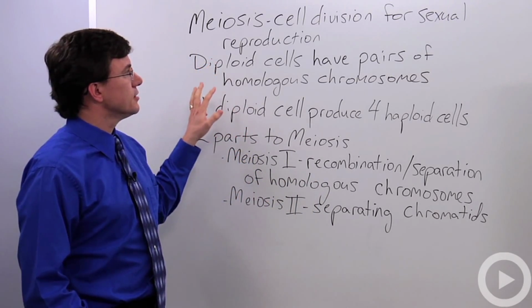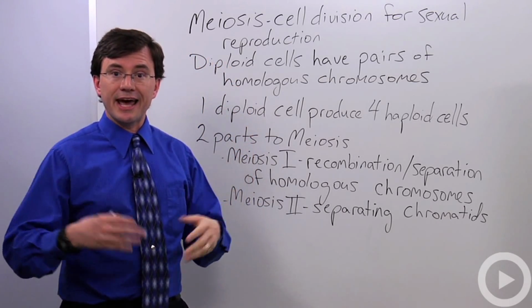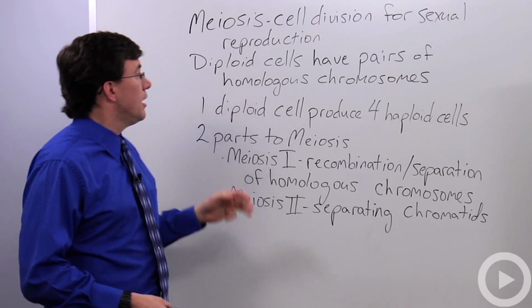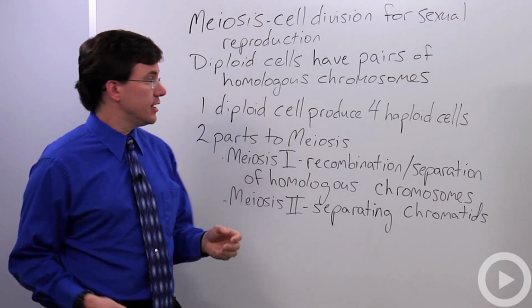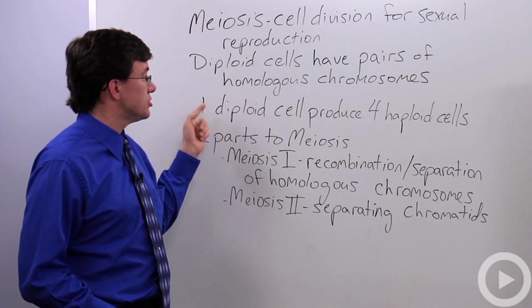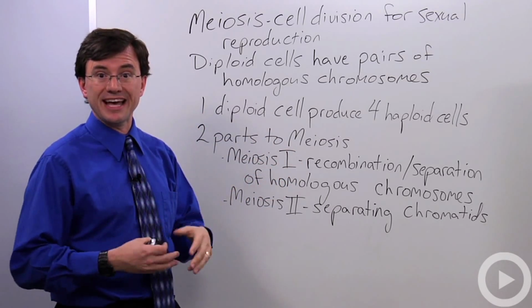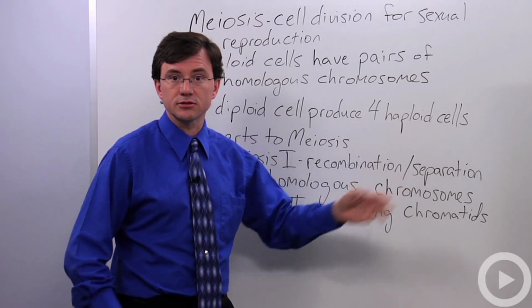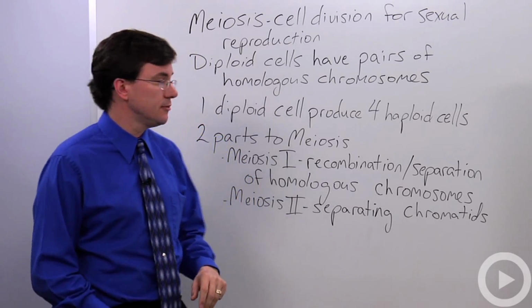The whole idea here is that you are going from a diploid cell, cells that have pairs of homologous chromosomes, one from mommy, one from daddy, and you have to create haploid cells, the gametes, like sperm or eggs. So in the process of meiosis, you go from having one diploid cell, in a human cell that would be a cell that has 46 chromosomes, to having 4 haploid cells, the sperm or eggs that have 23 chromosomes.